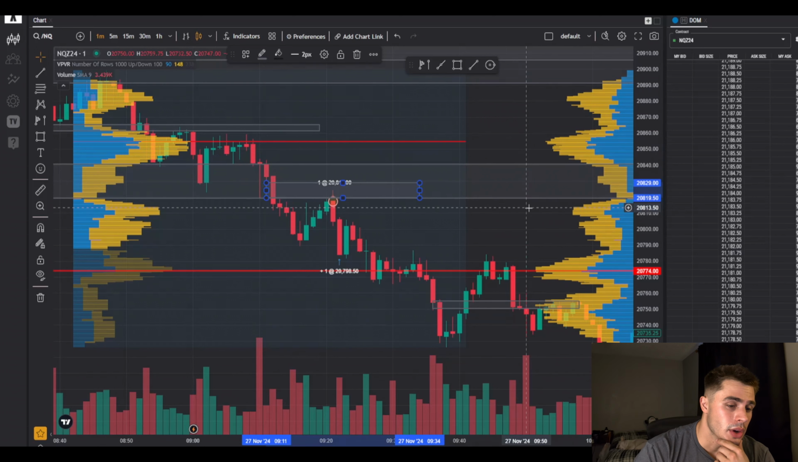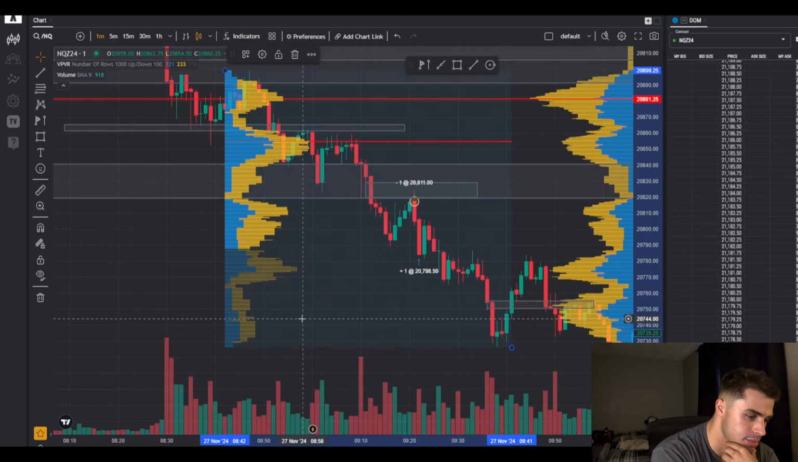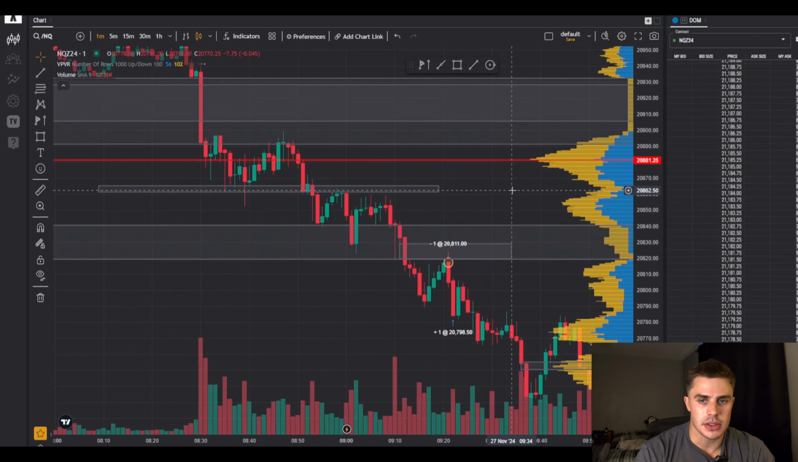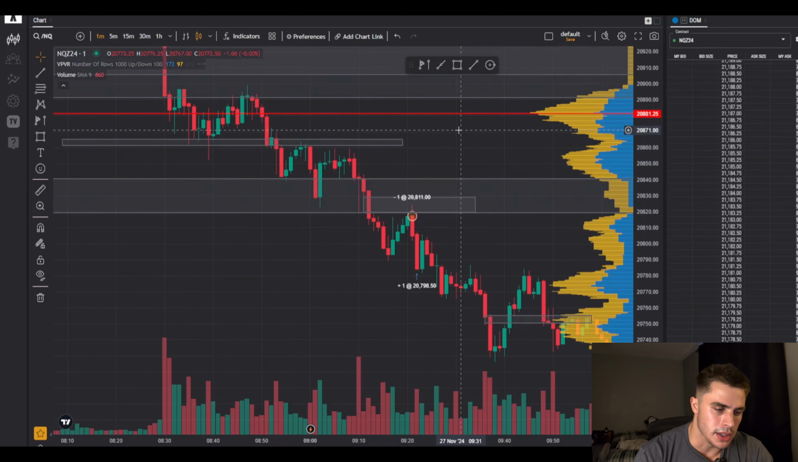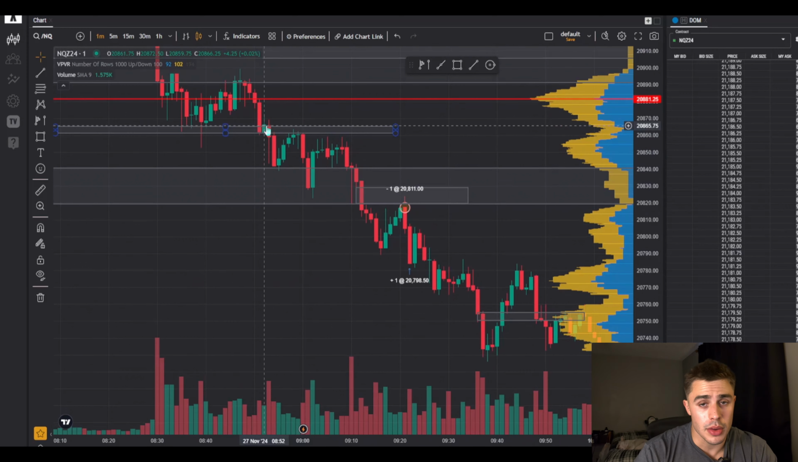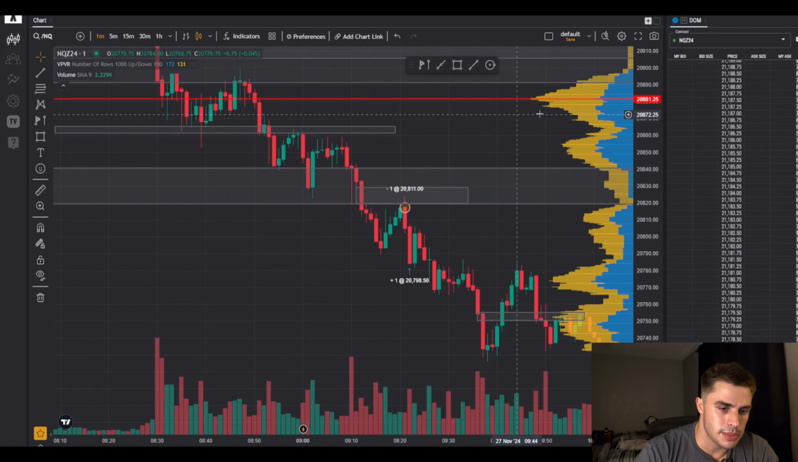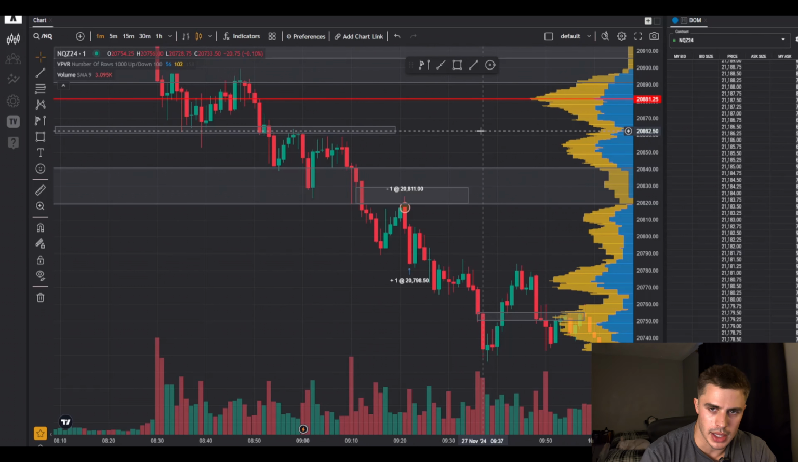I'll go ahead and delete this so we've got some space. Basically what I saw is we're breaking structure clearly to the downside, which, I'll be honest, makes it a lot easier to read. The other thing I notice is we're respecting these low volume nodes. And this is way easier to do in hindsight. It's a lot harder to do live.